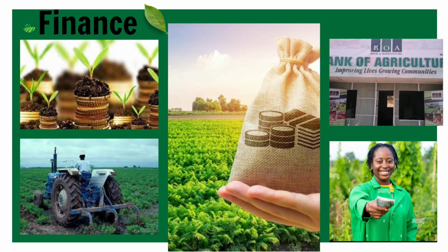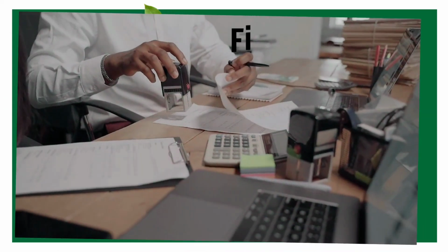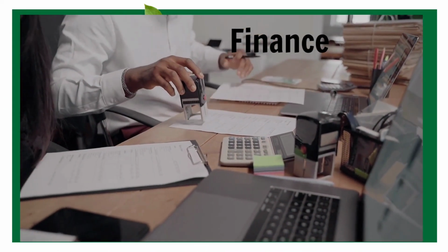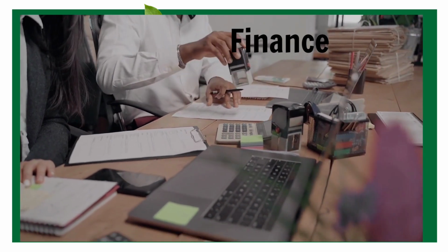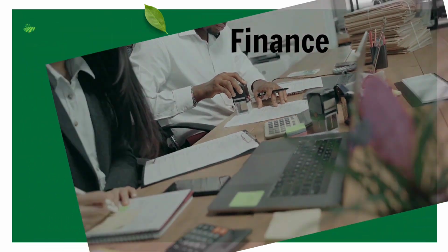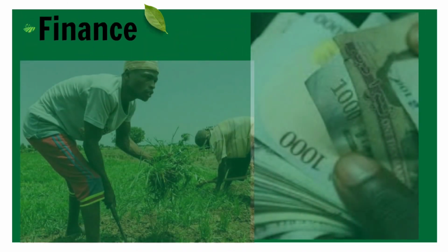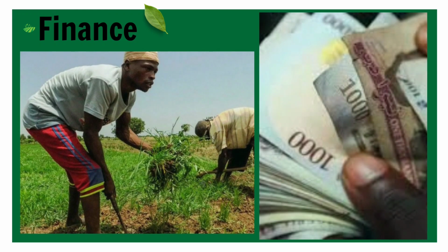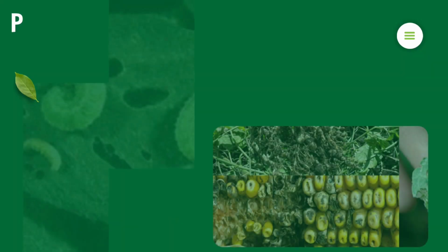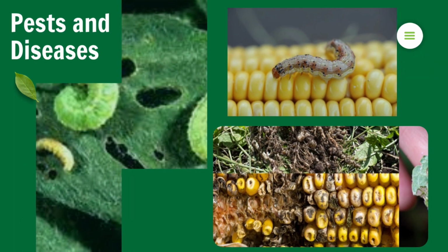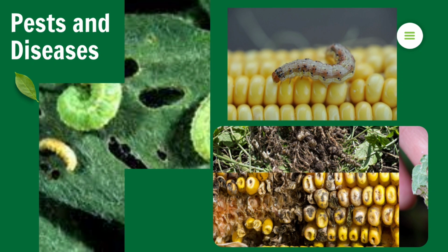So then again, we have the problem of finance. Most farmers that really want to go into agriculture are constrained. Their capacity is limited because they do not have money. Remember the popular saying that money answereth all things. So farmers that want to go into farming but don't have money can't practice. You need money to buy tools, you need money to buy seeds, you need money to control pests on your farm. So this takes us to the next one, pests and disease.